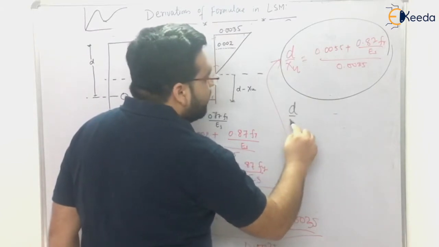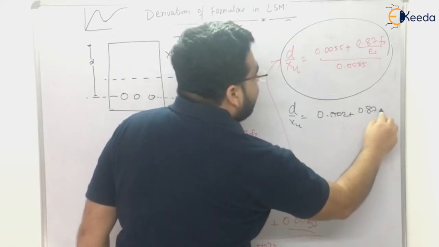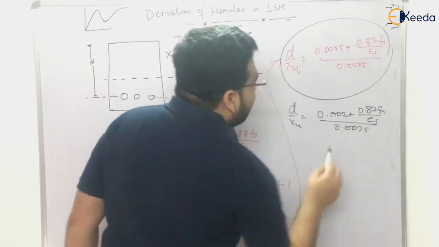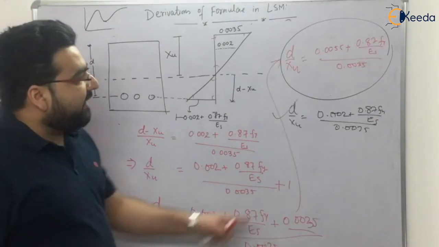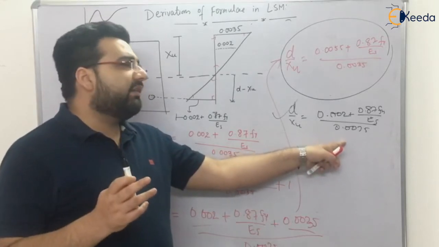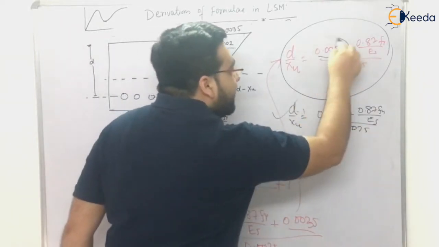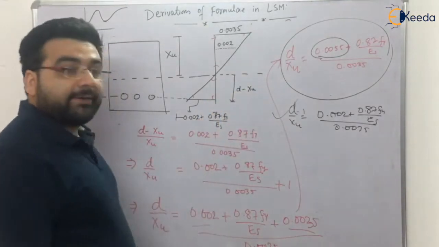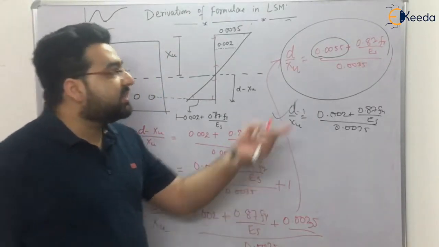A lot of students I have seen, usually this option is also given in the question, that is 0.002 plus 0.87 Fy upon Es divided by 0.0035. I have seen a lot of students taking this option because they are familiar with 0.002. Yes, I know 0.002. In the equation it was 0.0035 also, but they forget that there is a minus 1 also. If you add it, you will get 0.0055. I have seen a lot of students making this silly mistake, right? And this question has been asked many times, and many numericals have also been asked based on this formula.